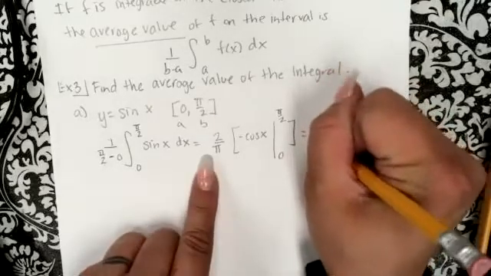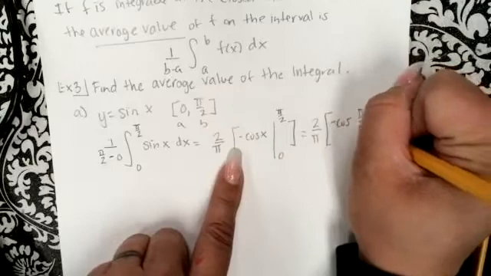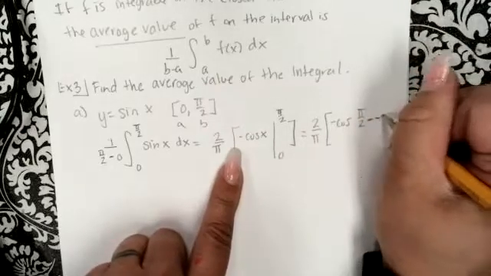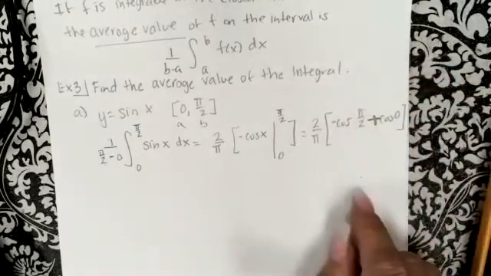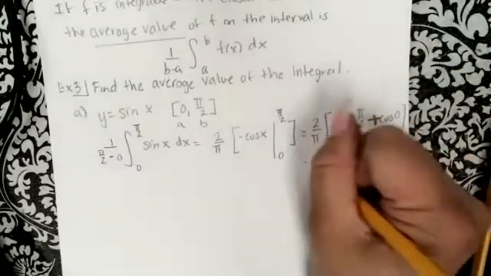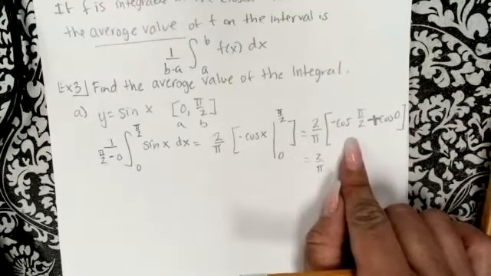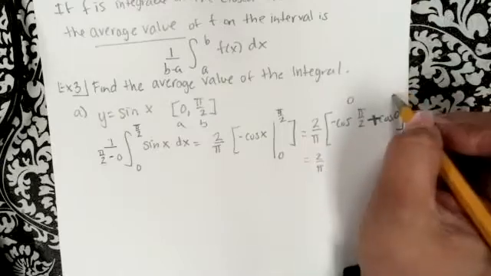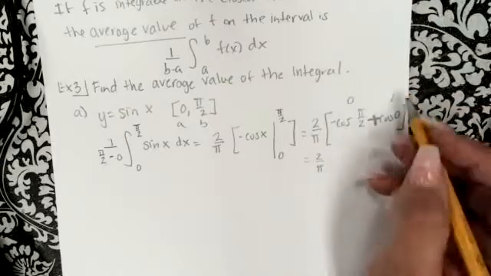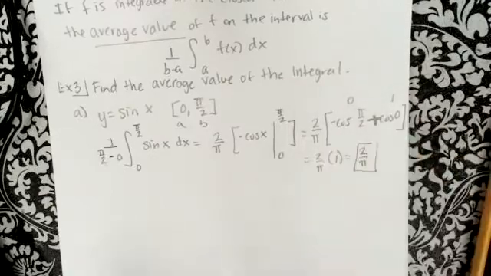So I have a 2 over pi, I have a negative cosine of pi halves, subtract negative cosine of 0. Right here, a negative is going to make that a positive. And then here I'm left with the cosine of pi halves. That's going to be a 0. And the cosine of 0 is going to be a 1. So that's just going to be a 1. So the final answer here is 2 over pi.